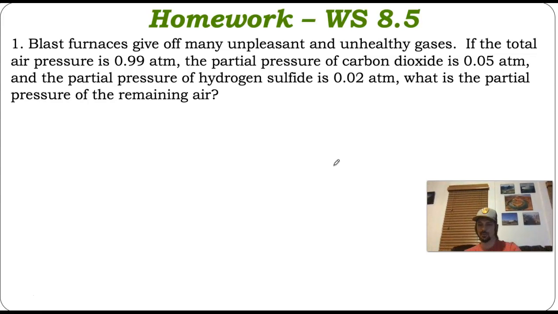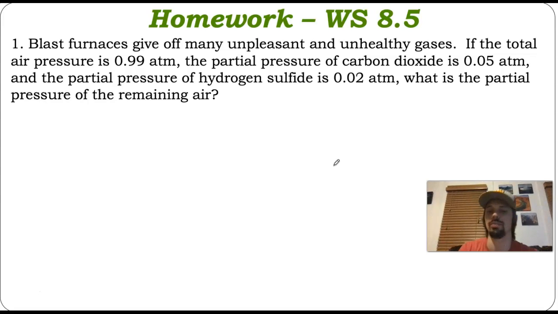So with that, we're going to jump right into this week's homework, and we're going to do a lot of these problems together. I'm going to assign a few for you. Okay? So let's read through this and do it together. Blast furnaces give off many unpleasant and unhealthy gases. If the total air pressure is 0.99 atmospheres, the partial pressure of carbon dioxide is 0.05, the partial pressure of hydrogen sulfide is 0.02, what is the pressure of the air remaining? So here I'm finding that missing piece. So why don't you take a second and try to solve.